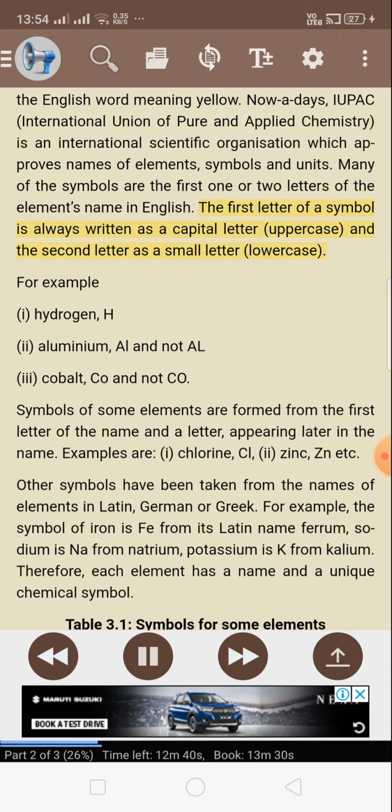The first letter of a symbol is always written as a capital letter, uppercase, and the second letter as a small letter, lowercase. For example, hydrogen, H. Aluminium, Al and not AL. Cobalt, Co and not CO. Symbols of some elements are formed from the first letter of the name and a letter appearing later in the name. Examples are chlorine, Cl, zinc, Zn, etc.